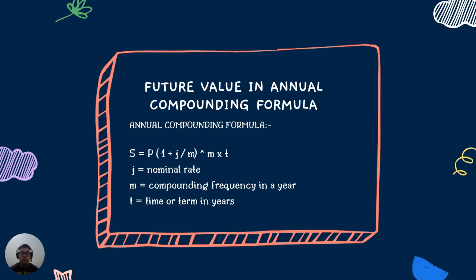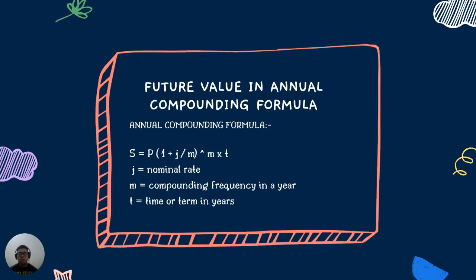P is the principal, J is the nominal rate, which is the interest percentage, the interest rate, 6%, 5%, depending on the question. M is the compounding frequency in a year. So M depends on how many times the interest is calculated per annum.